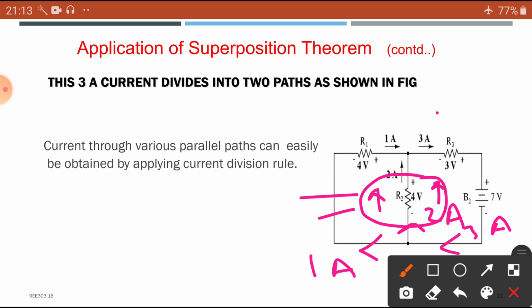Now here in the previous case the current is 6 amperes. Now 1 ampere is going in this direction. What is the resultant? Well, 5 amperes current in this direction.